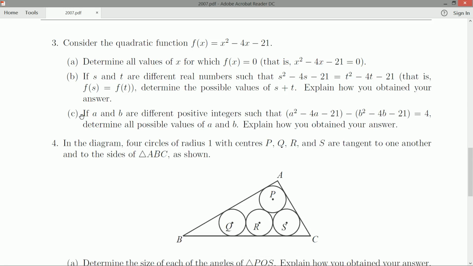And now we've got part C here. If a and b are different positive integers such that a squared minus 4a minus 21 minus (b squared minus 4b minus 21) is equal to 4, determine all possible values of a and b. Explain how you obtained your answer. Interesting.